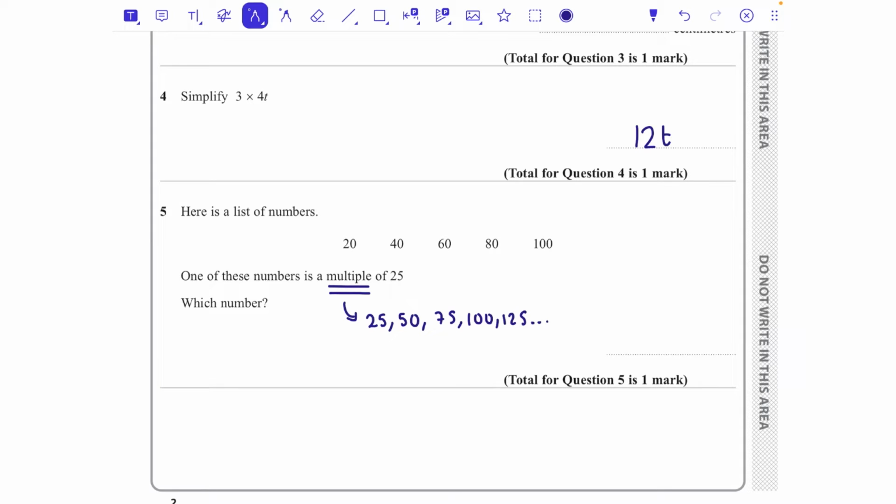So which of the numbers above is a multiple of 25? It's going to be 100, because 100 is in the 25 times table. So that's for 1 mark there.